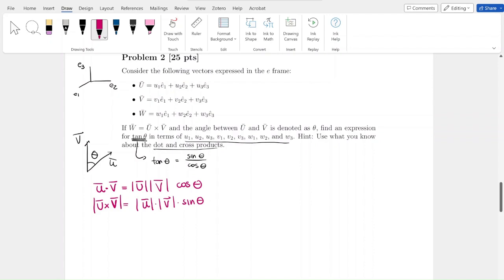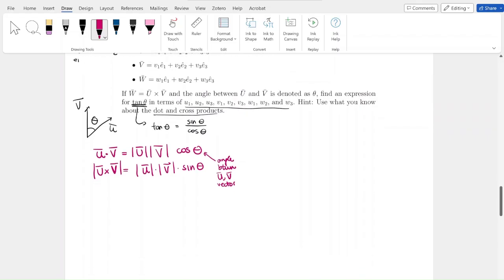These are two expressions that we know about dot products and cross products. So this theta also is going to be the angle between the U and V vector. Okay, so that's something we know about dot and cross products. So we can find tan theta by doing sine theta over cosine theta.